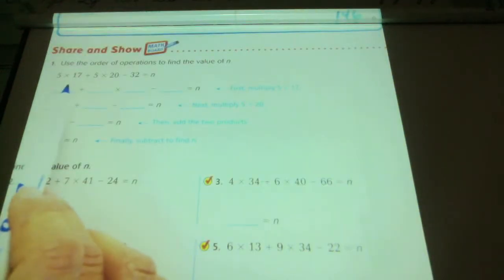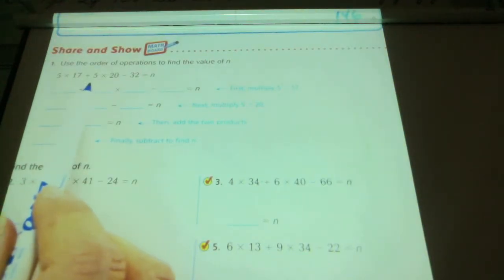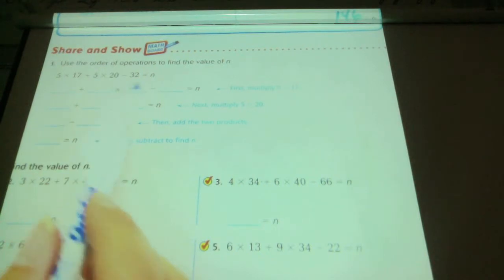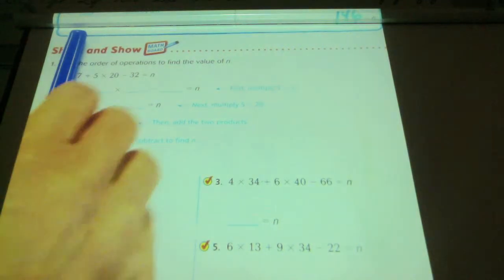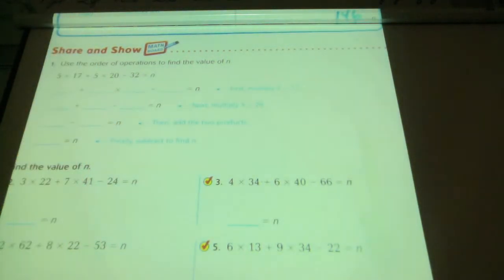5 times 17 plus 5 times 20 minus 32 equals some number that we don't know. What is the first fact that I'm going to work with? What numbers am I going to work with, and what am I going to do with them? Raise your hand when you know. All right, what did you guys decide we're going to do first? Tell me. Multiply. What numbers are we going to multiply? 5 times 17. Did anybody figure it out yet? Ooh, what did you get, Kaylee?